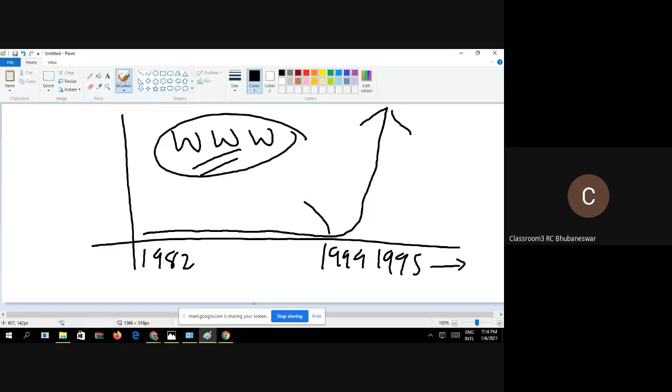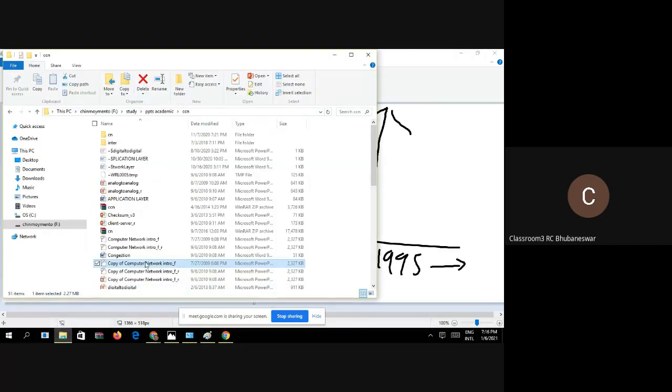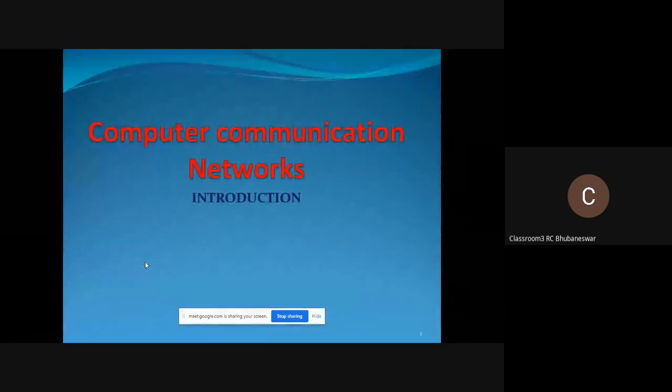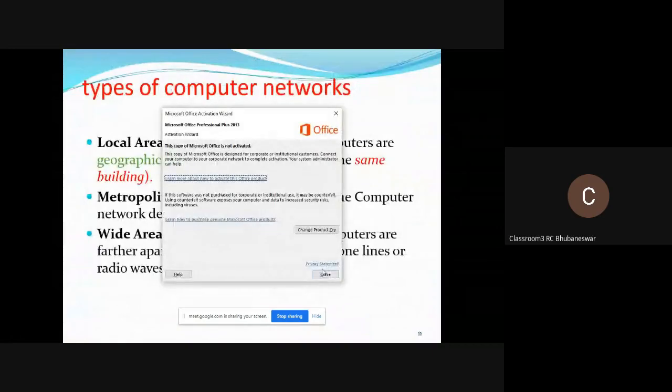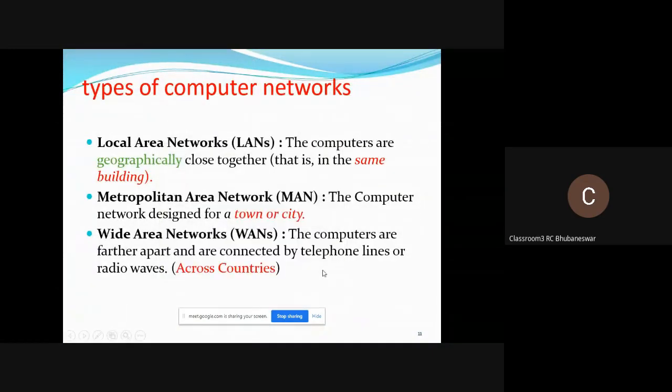So in this one, first I have to define the LAN. Already you have the idea: what is the LAN, what is the MAN, and what is the wide area network. LAN is where computers are geographically close together, in the same building. If we maintain a network over a very short distance, within a building or within a campus, we say we are using LAN infrastructure.